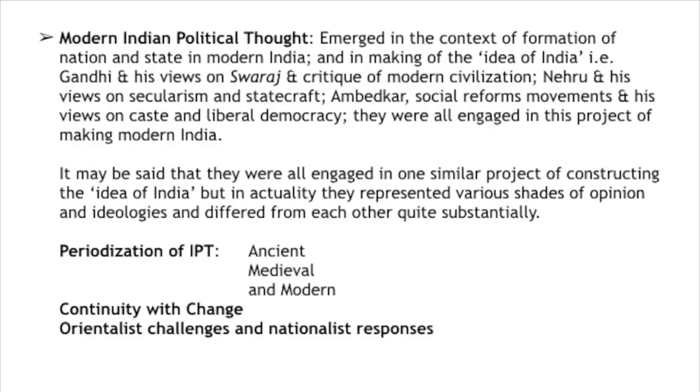As we know, modern Indian political thought emerged in a particular context of colonialism, and from there is a kind of break from our pre-colonial past, but also continuity. So in many thinkers like Ambedkar, Nehru, or to some extent Lohia, you will find a substantial break from the Indian past, but also continuity, more explicitly in the thoughts of Aurobindo Ghosh, Rabindranath Tagore, and also Gandhi. So there is a kind of continuity and change that we see in Indian political thought in modern times.